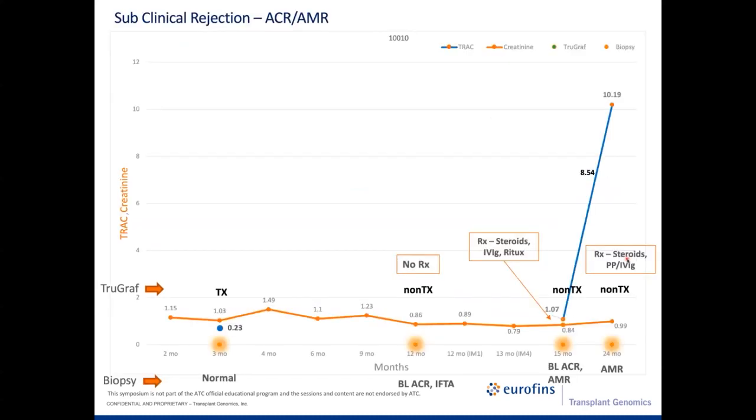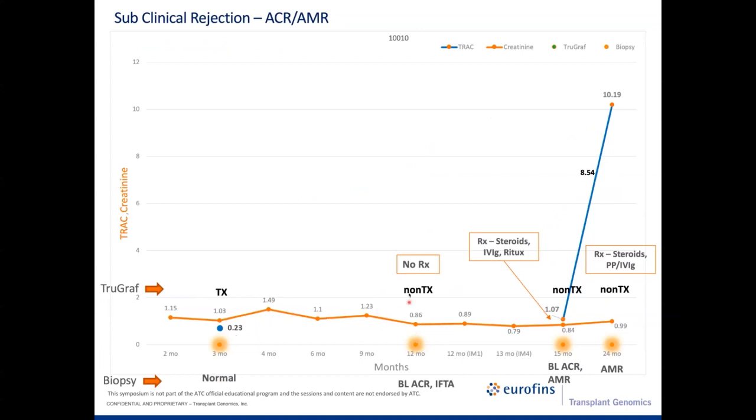Another example, again, of subclinical rejection. This one's a combination of cellular and antibody-mediated rejection. And again, it highlights that if you look at the serum creatinine here in orange, if you just follow creatinine without biomarkers or biopsies, you would be missing a lot of things in a patient. So here's a patient transplanted, again, good kidney function. At month 3, they have a TX TruGraf, so you could have avoided a biopsy, but the biopsy's done, and it was normal. And again, they have a low level of TRAC cell-free DNA. Patient cooks along here, doing well at month 12.